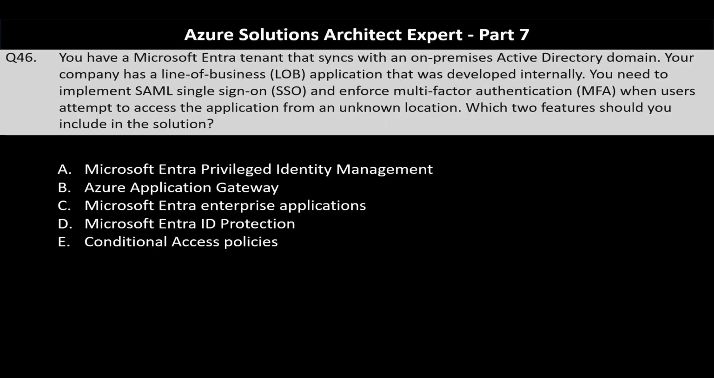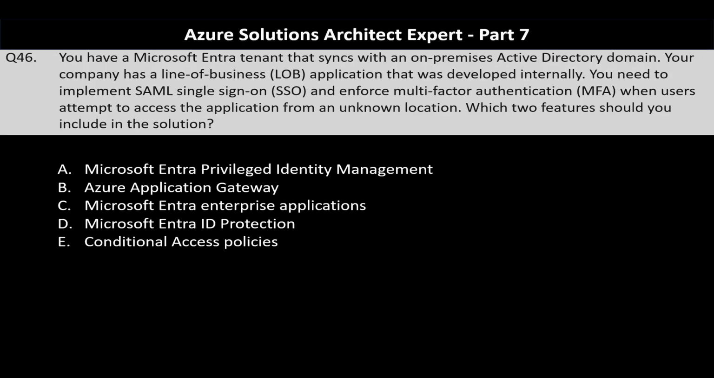Next question. You have a Microsoft Entra tenant that syncs with an on-premises Active Directory domain. Your company has a line of business application that was developed internally. You need to implement SAML single sign-on and enforce multi-factor authentication when users attempt to access the application from an unknown location. Which two features should you include in the solution? Your options are Microsoft Entra Privileged Identity Management, Azure Application Gateway, Microsoft Entra Enterprise Applications, Microsoft Entra ID Protection, Conditional Access Policies.